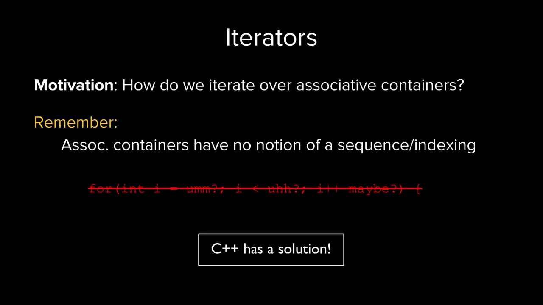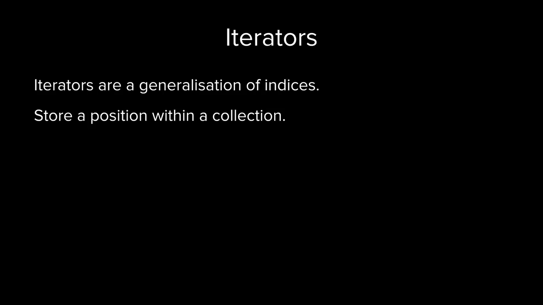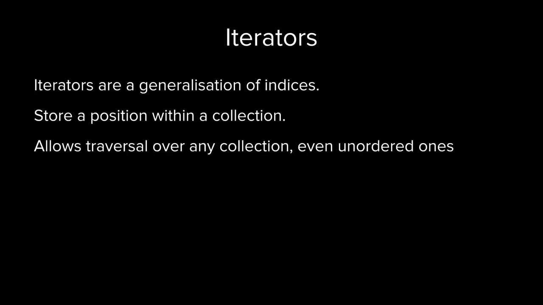And so C++ had this really neat solution, which was to take indices and abstract them into a more general setting that will work on all containers, regardless of what the underlying container is. So the idea is we're going to try and behave like indices do, but work more generally in cases where indices wouldn't normally work. Iterators are these generalizations of indices that store a position within whatever collection you're at. You can move them forward, you can compare whether you're at the end, you can get the start one. And they allow you to traverse over any collection.